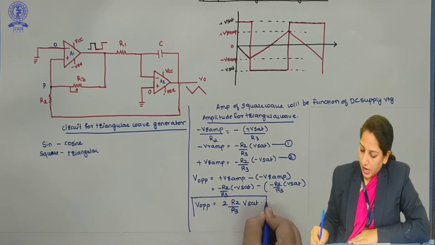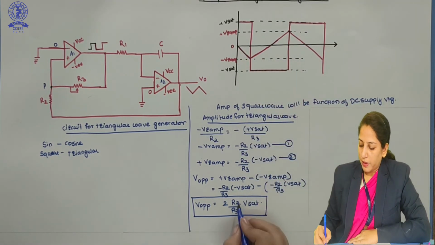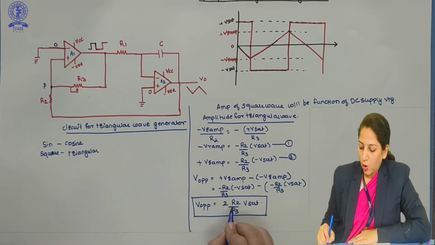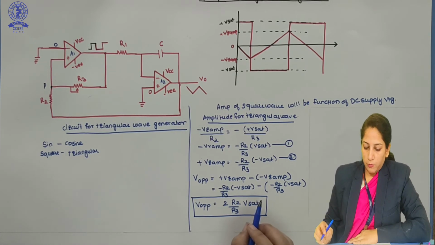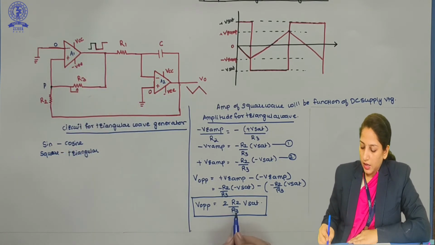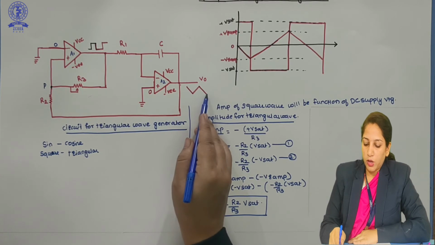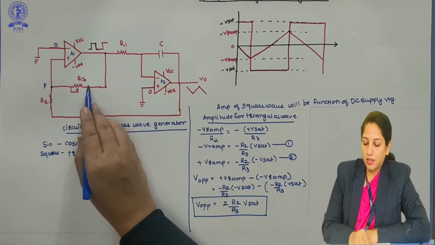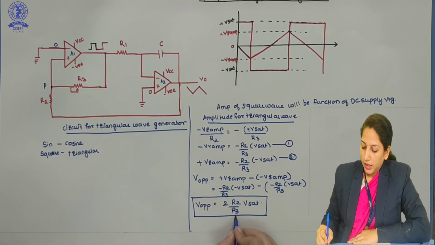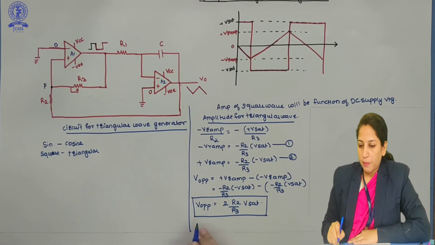So here we have got the peak to peak amplitude of our triangular wave, which is dependent upon R2 and R3. If you observe, V saturation is constant, and R2 is also constant. Then the amplitude of the output of this triangular wave will be dependent upon this variable resistor R3. If my R3 increases, the magnitude will decrease. If R3 decreases, the magnitude will increase. So this was the formula for the amplitude of the wave.